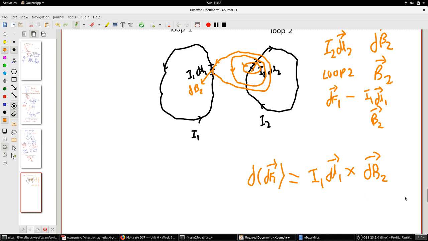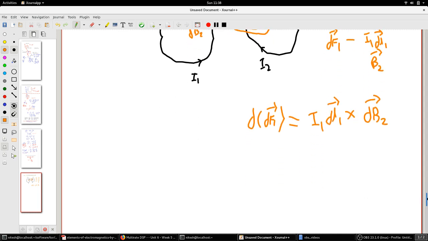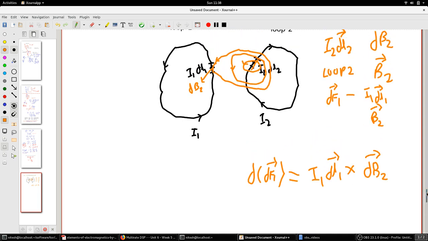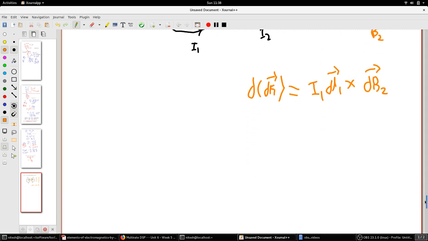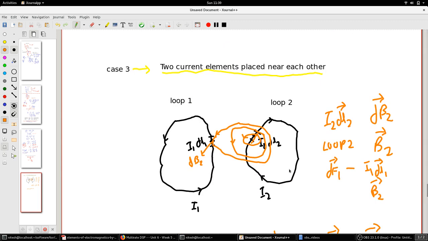Okay, so now we are talking about very small elements here. Clear? So this is the force experienced by this guy, right? Due to this. What is dB2? If I use Biot-Savart law, what is dB2? I'll need the distance r for that case.